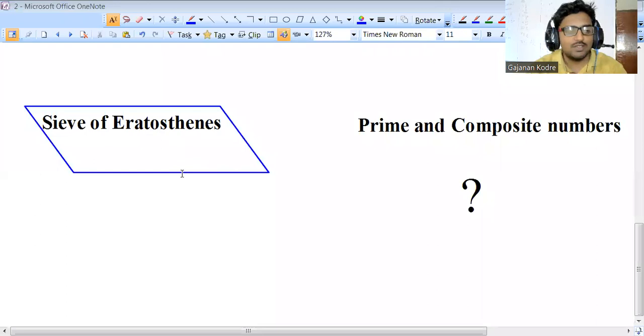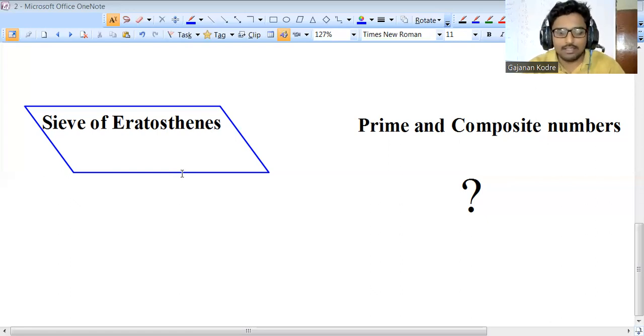Hello students, today's topic is sieve of Eratosthenes. What is sieve of Eratosthenes? You must have found this topic in grade 5 as well as in grade 6 textbook. So sieve of Eratosthenes is nothing but a technique to find the list of prime as well as composite numbers. So how it is exactly that we are going to discuss.